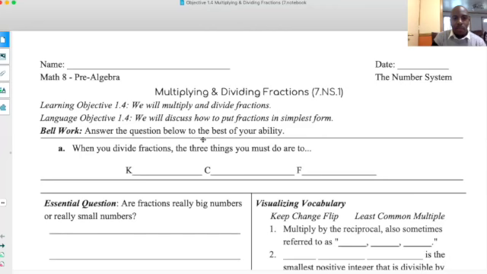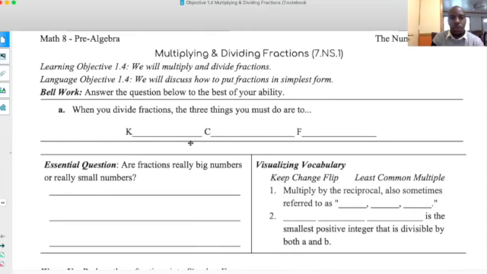All right, let's go. Now, as usual, we're going to talk about multiplying and dividing fractions. We're going to talk about how to put fractions in simplest form. And this is aligned with the actual standards of 7.NS.1.